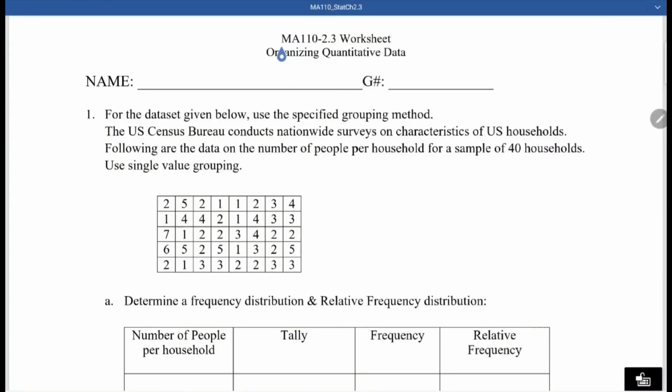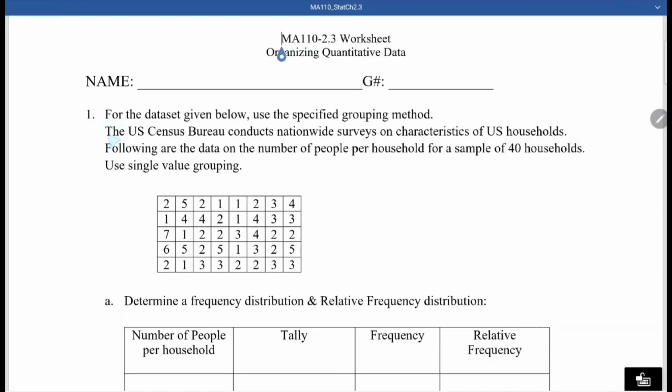Hello everyone, this is the worksheet on organizing quantitative data. We are going to go through some of these questions on how to create a frequency table for quantitative data, that means numerical data. And this worksheet will cover the different types of frequency tables that we have learned about, right?